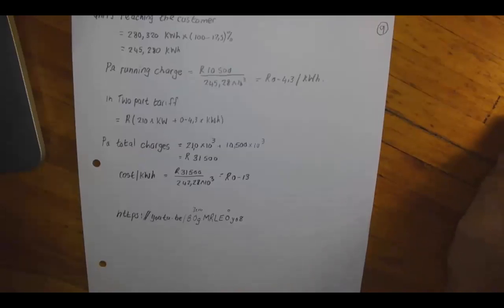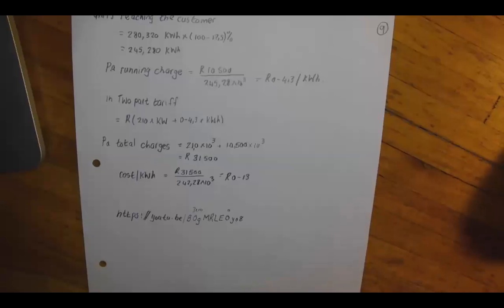So the per annum total charges is 21 times 10 to the power of 3 plus 10,500 times 10 to the power of 3. That gives us 31,500. And therefore the cost per kilowatt hour is 31.5 divided by 242.28. That gives us 13 cents. So far, that is what I've written down.